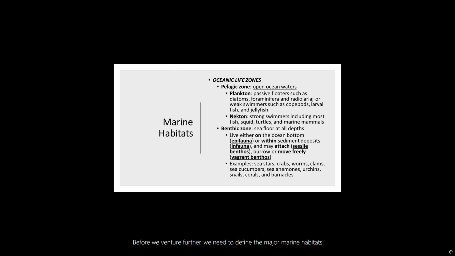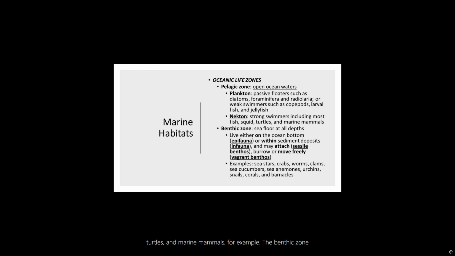Before we adventure further, we need to define the major marine habitats because much of the life we will be discussing for the next few 100 million years are all marine. There are two main oceanic life zones, the pelagic zone and the benthic zone. The pelagic zone is the open ocean waters. Life in the pelagic zone is divided by how they move around. Plankton are passive floaters, such as diatoms, foraminifera, and radiolaria, or weak swimmers, such as copepods, larval fish, and jellyfish. Nekton are strong swimmers, including most fish, squid, turtles, and marine mammals, for example.